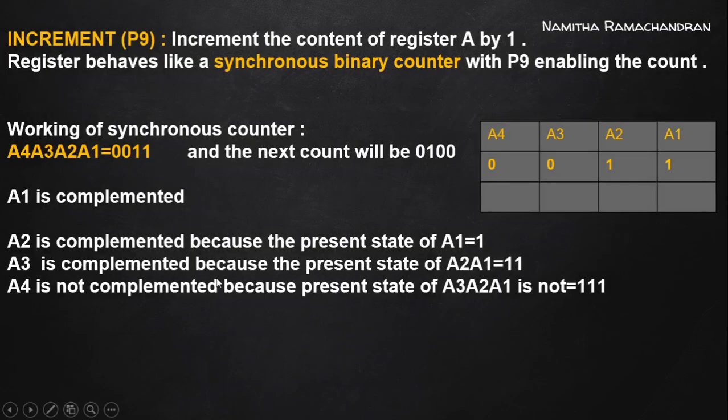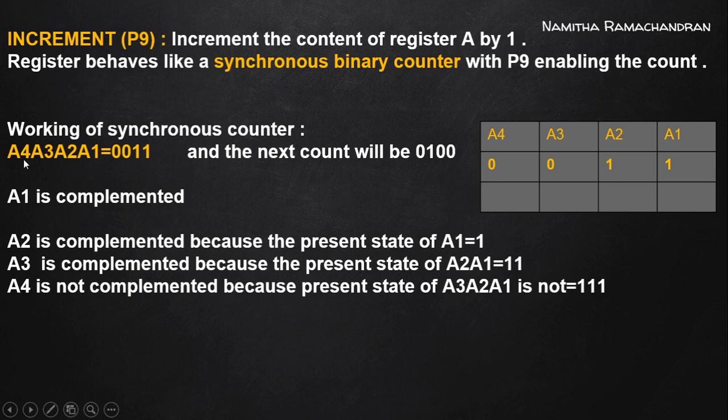Okay. Next is about the increment operation. This increment operation means we can increment the content of A register by 1. This operation is controlled by a control variable P9. So for performing this increment operation, the register must behave like a synchronous binary counter with this P9 as the control variable. Okay, so for understanding the working of our synchronous binary counter, consider one example.